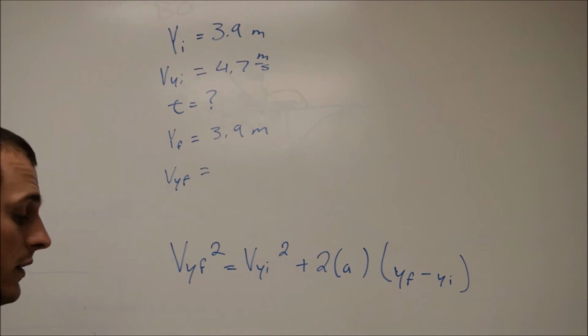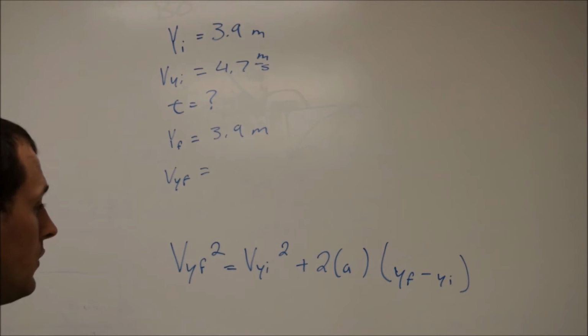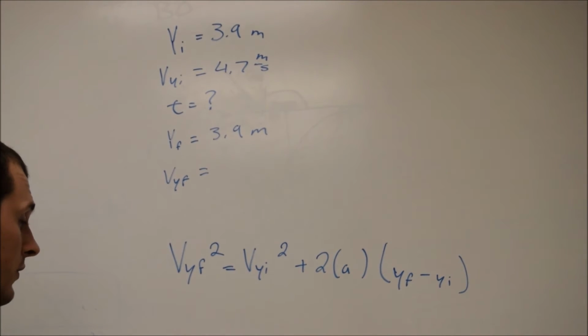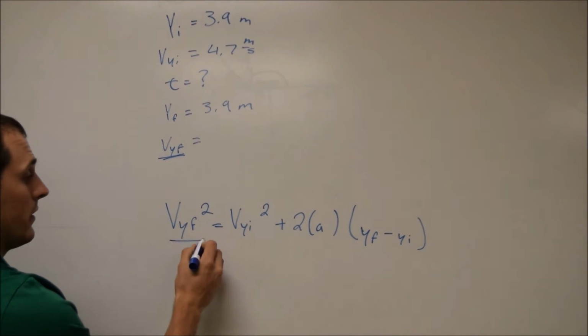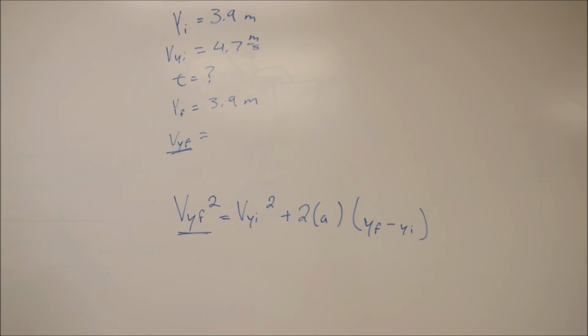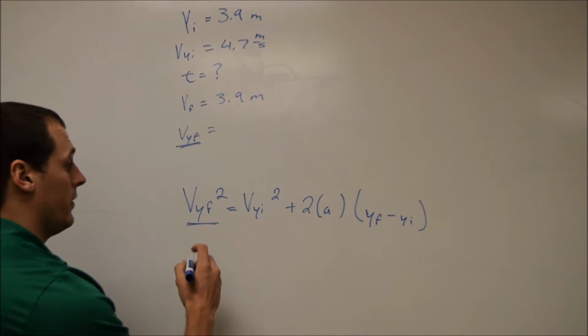So now that we have this, we can go ahead and fill in our numbers so that we can get the right answer. The thing that we're looking for is Vy final, which is good because it's already isolated by itself on the left-hand side here. So now we just fill in the rest of the information.